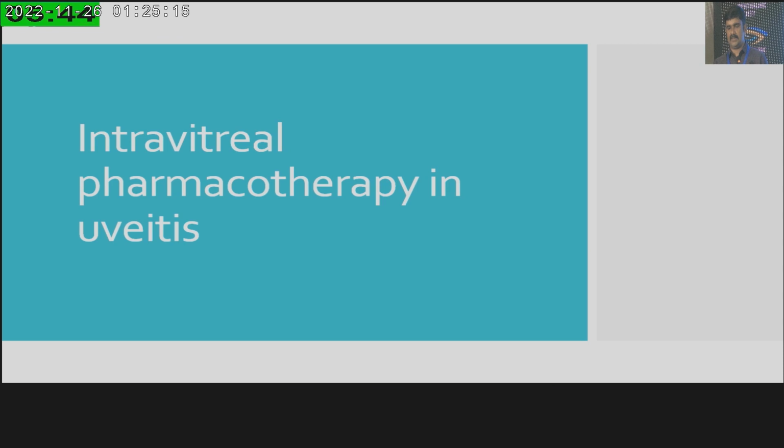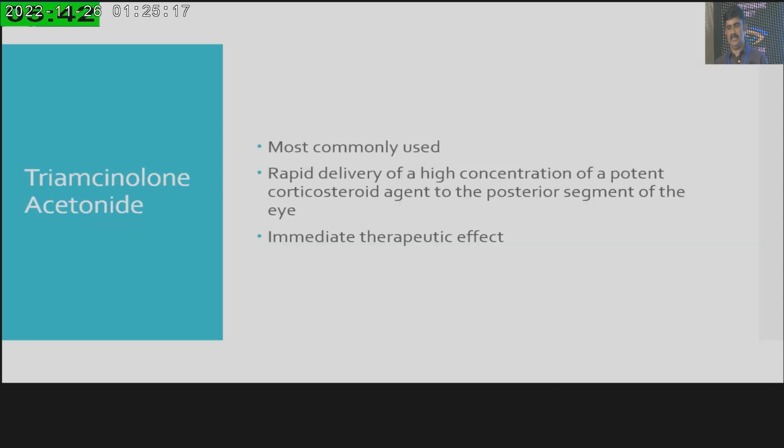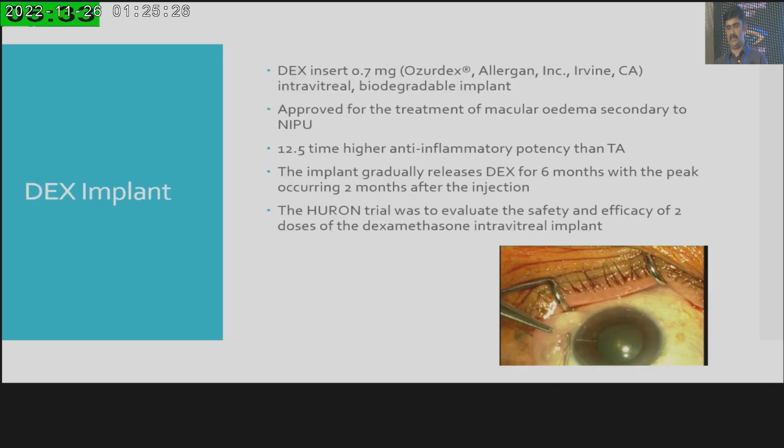And then the next adjunct option is intravitreal pharmacotherapy. So again, triamcinolone is the most often used drug for this also. Here the advantage is that it gets a very high concentration very fast, so I have an immediate therapeutic effect.